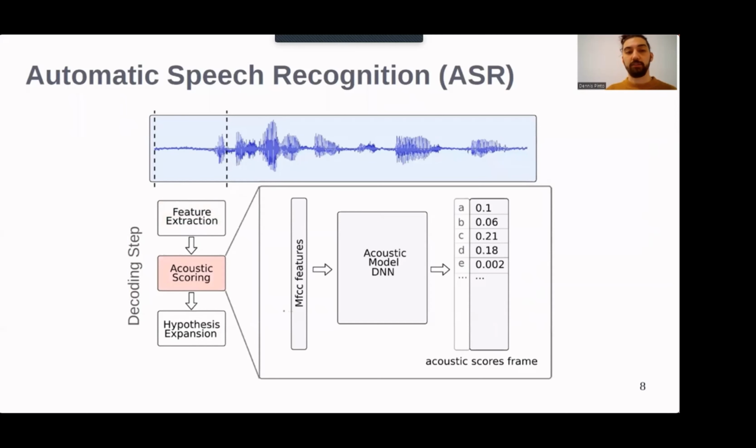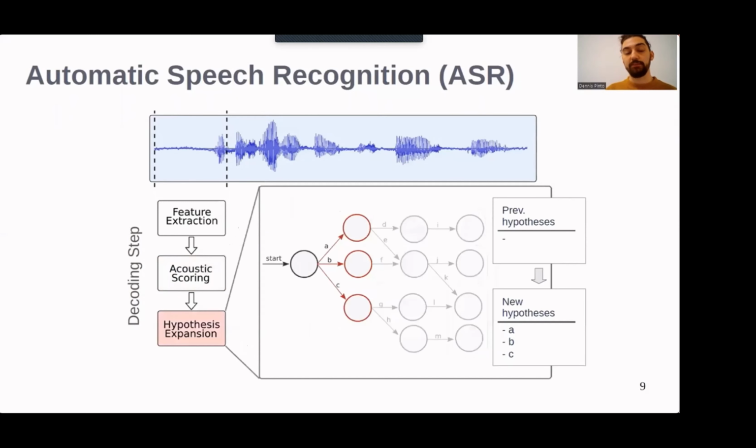Then we have the acoustic scoring component, or as it is often called, acoustic model. This model is generally a neural network. This neural network receives the feature frames and computes score vectors. In this example, each score is related to a letter of the Latin alphabet. The score of each letter is the likelihood that the frame contains that specific letter.